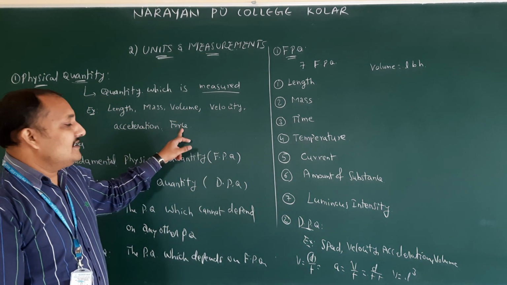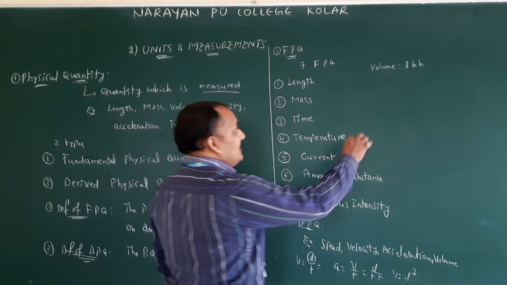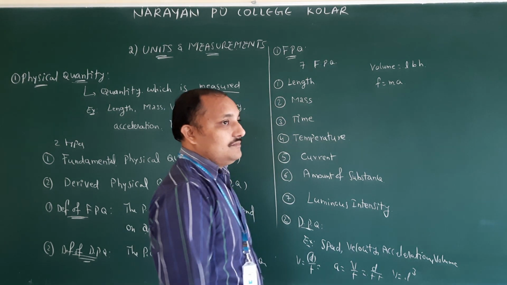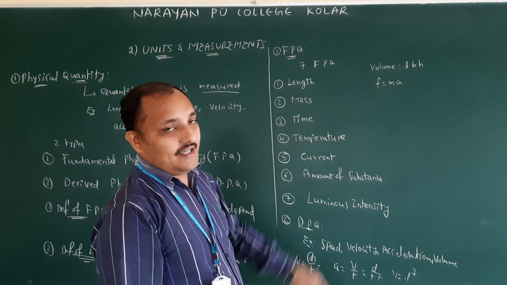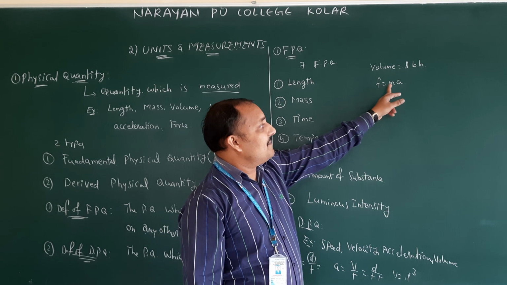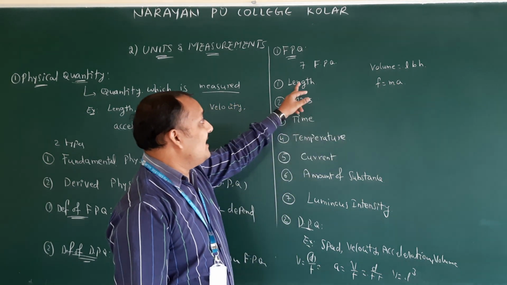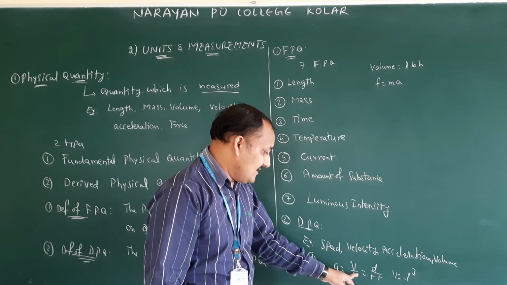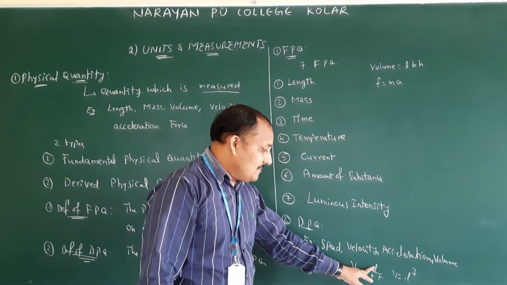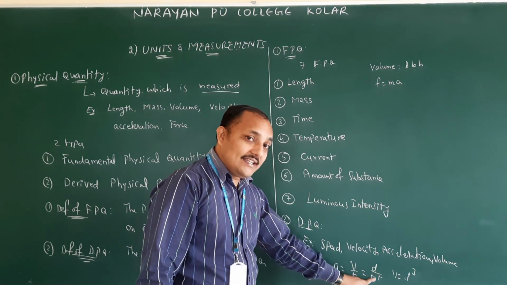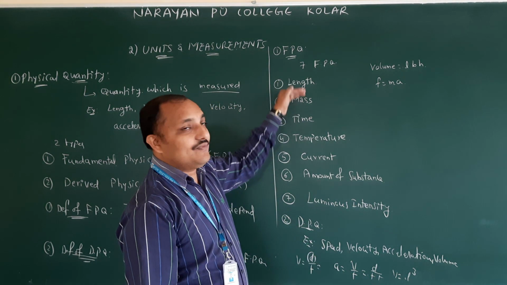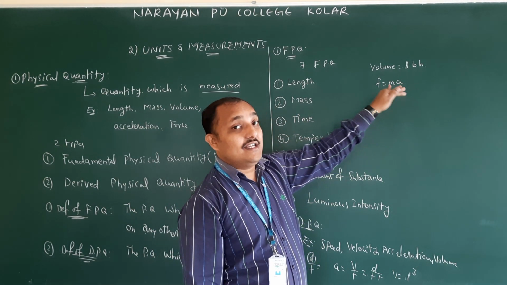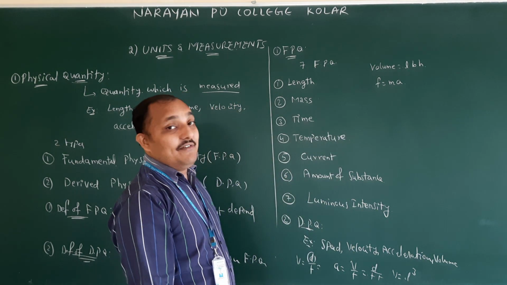Another one is force. What is the force equation? We came to know F is equal to M A. Somewhere in your 10th class or 9th class you saw that equation. Now, force is depending on mass, which is a fundamental physical quantity. Acceleration is velocity by time, that is displacement by time squared, so acceleration depends on length and time. Again, two fundamental physical quantities. Therefore, force depends on fundamental physical quantities, so we call force a derived physical quantity.